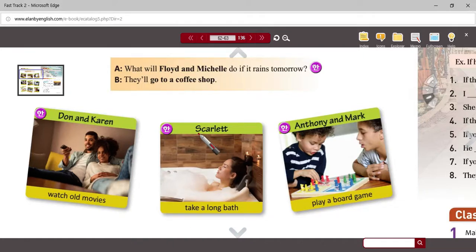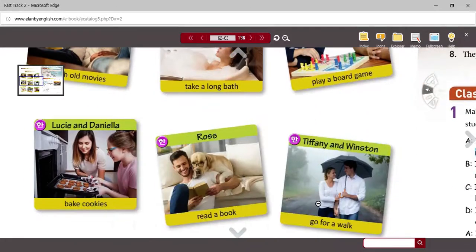What about Scarlett? What will Scarlett do if it rains tomorrow? She will take a long bath. Okay. Next question. What will Anthony and Mark do if it rains tomorrow? They will play a board game. Okay. What about Lucy and Daniela? What will Lucy and Daniela do if it rains tomorrow? They will bake cookies.